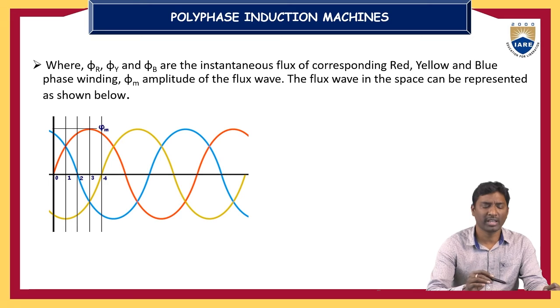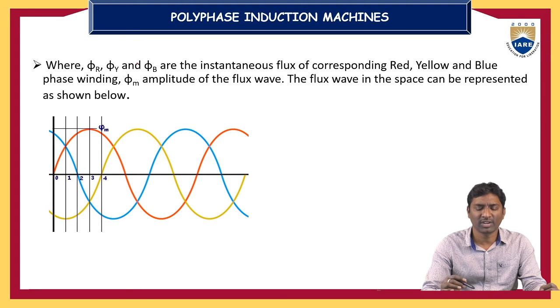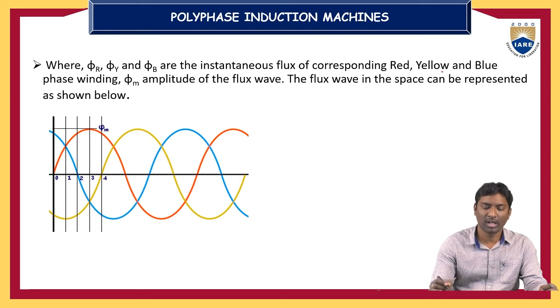Means, for example, I am taking here phi R, the resultant R phase flux, the Y phase flux and the B phase flux, as instantaneous fluxes of the corresponding colors. For R phase I'm taking the red color, for Y phase the yellow color, and for B phase the blue color. Then phi m is the magnitude, the maximum flux linkage, the amplitude of the flux wave.